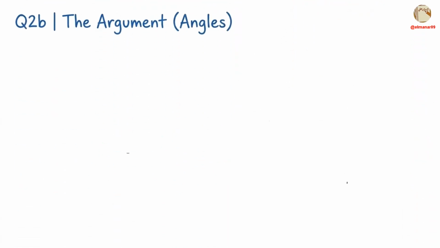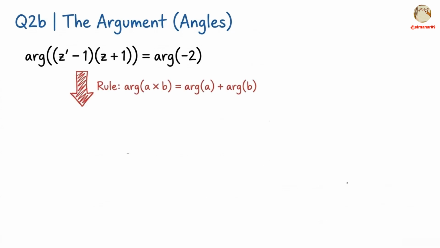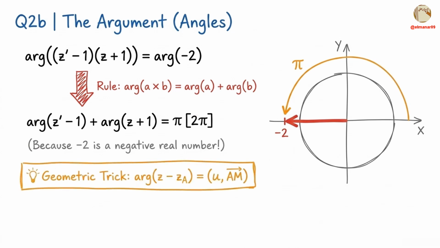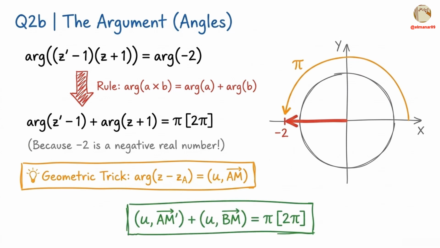Now, let's talk angles. Using argument rules, the sum of the angles of our two factors equals the argument of -2. Since -2 sits on the negative real axis, its angle is exactly pi. Geometrically, this means that if you look at the vectors from A to M' and B to M, the sum of their angles with the horizontal is always a straight angle. It's like a geometric balancing act.